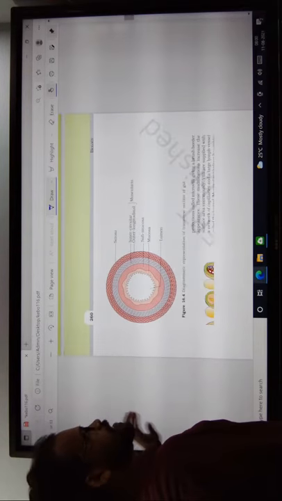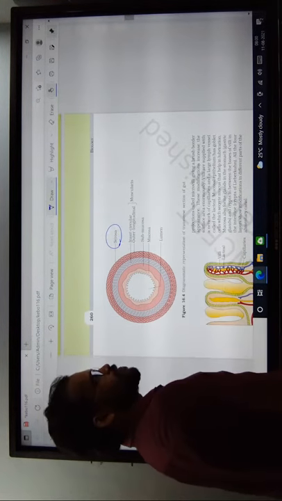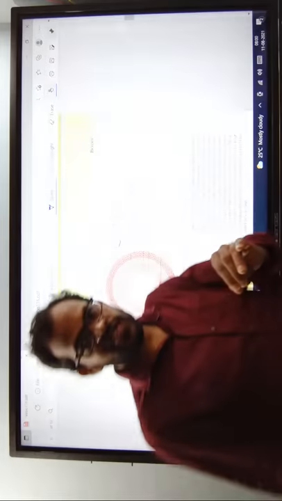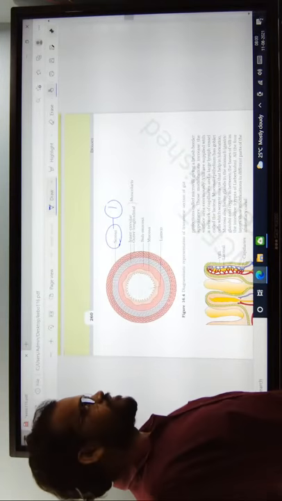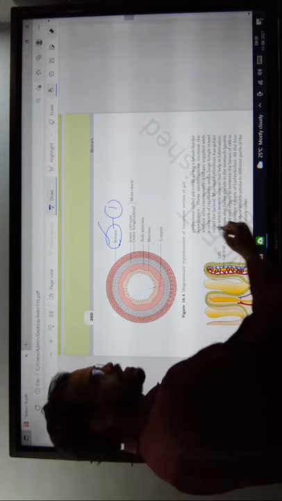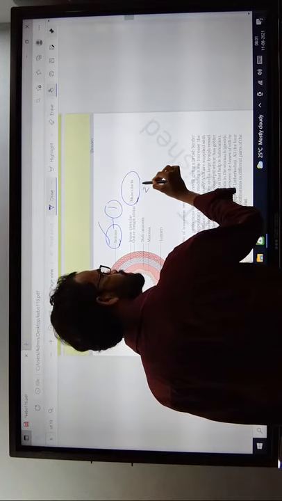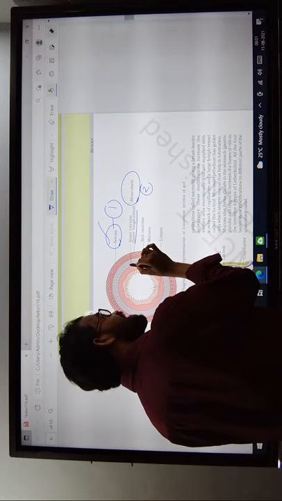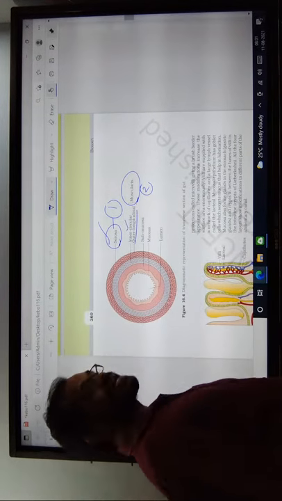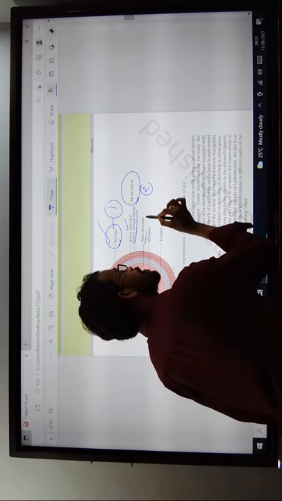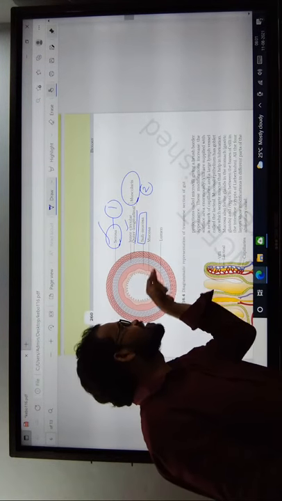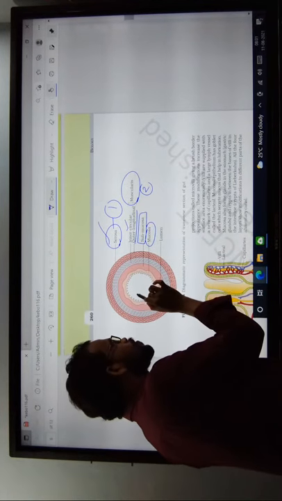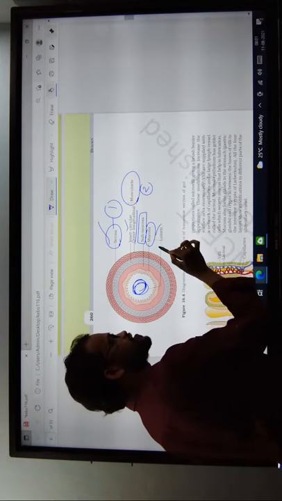What is the first layer? Serosa. The wall of the alimentary canal consists of four layers. The next layer is the muscularis: outer longitudinal muscles, inner circular muscles. The next one, submucosa. The next layer is the mucosa, and the inner space is known as the lumen.